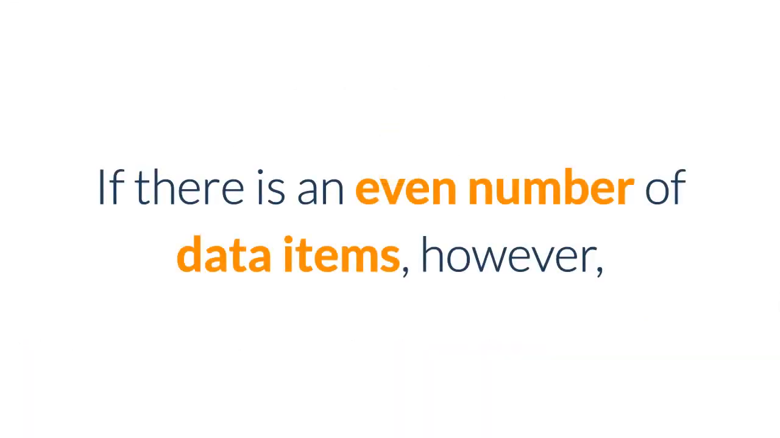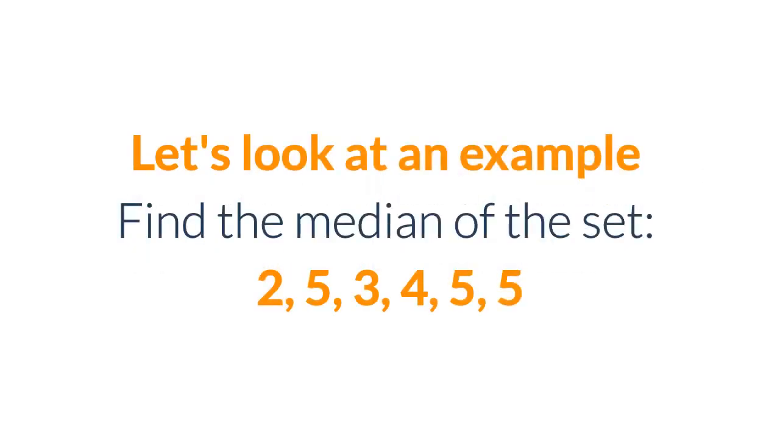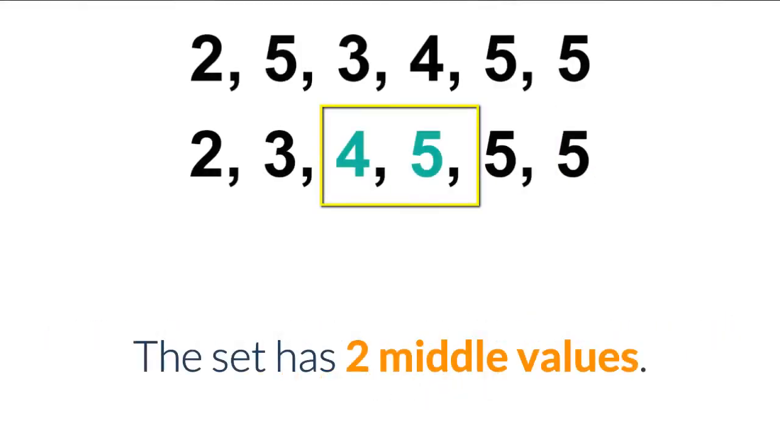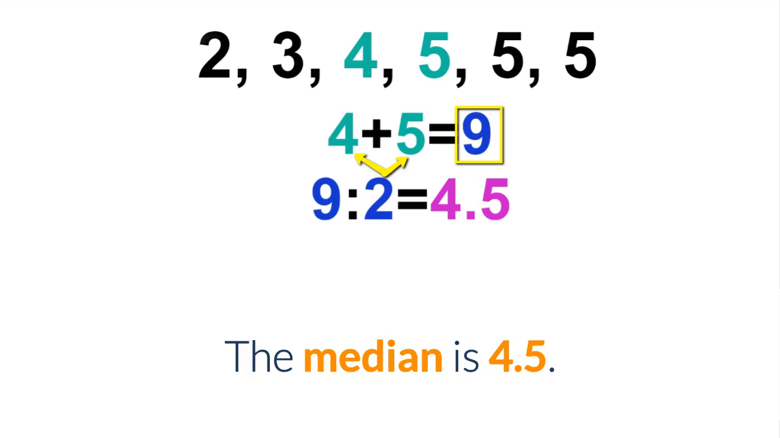If there's an even number of data items, however, the median will be the mean of the two center data items. Let's take a look at an example. Find the median of the set 2, 5, 3, 4, 5, and 5. First, arrange the values from least to greatest. 2, 3, 4, 5, 5, 5. The set has two middle values, so take the mean or average of the two values. 4 plus 5 is 9, over 2 gives us 4.5, so the median is 4.5.